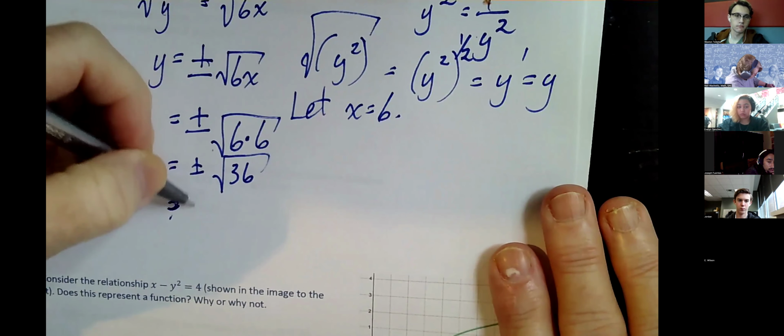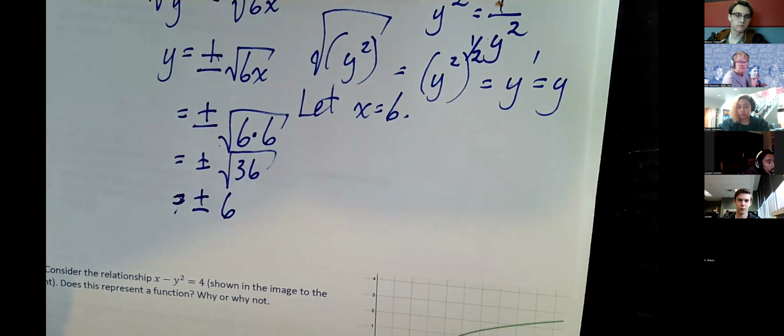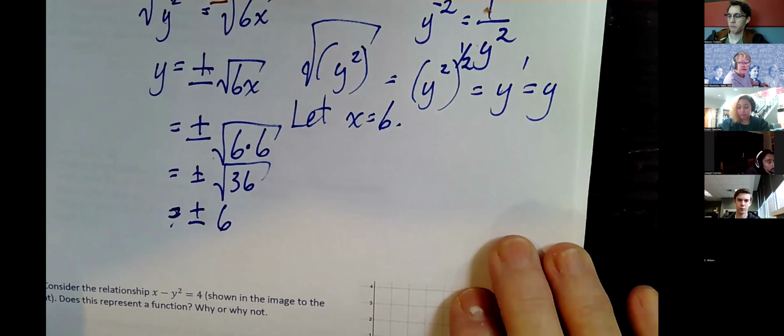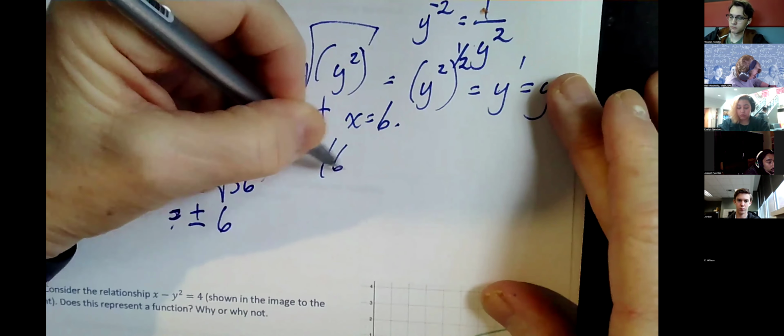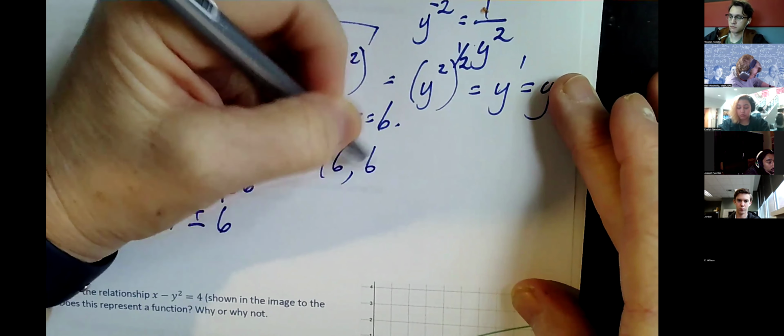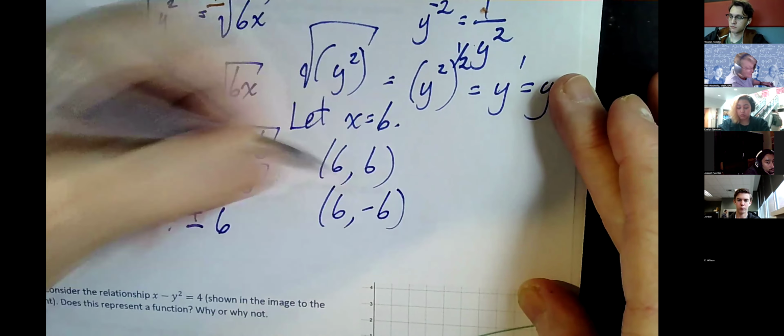That's right. The square root of 36 is 6. I know we're surrounded by 6s. But that means that we've got 2 ordered pairs for the input 6. We have 6 comma positive 6 and 6 comma negative 6.